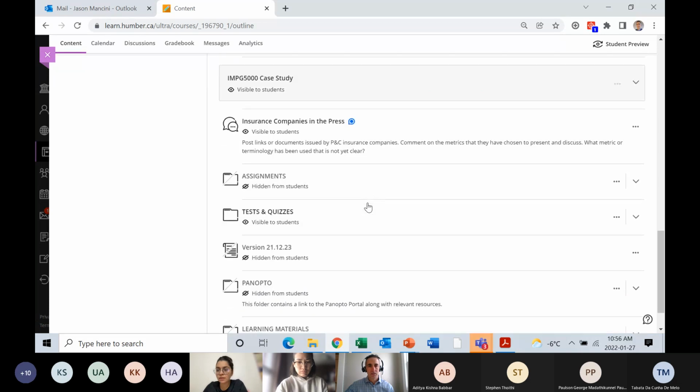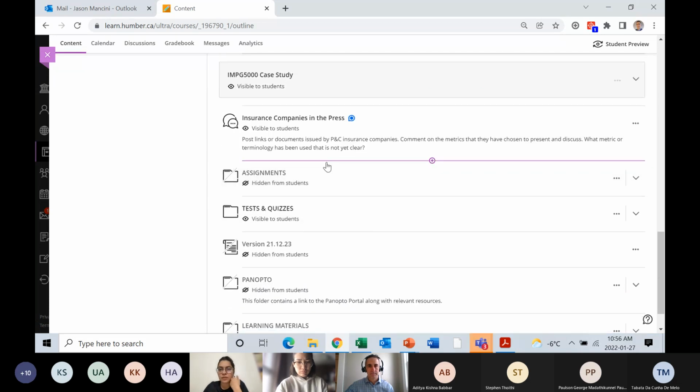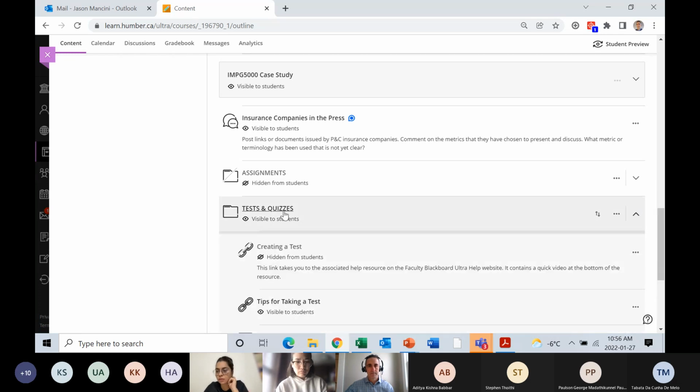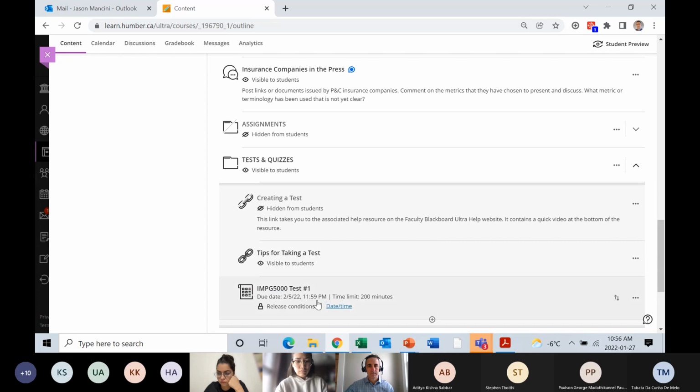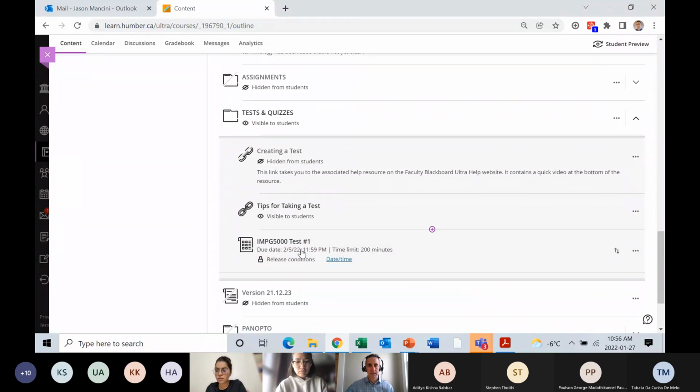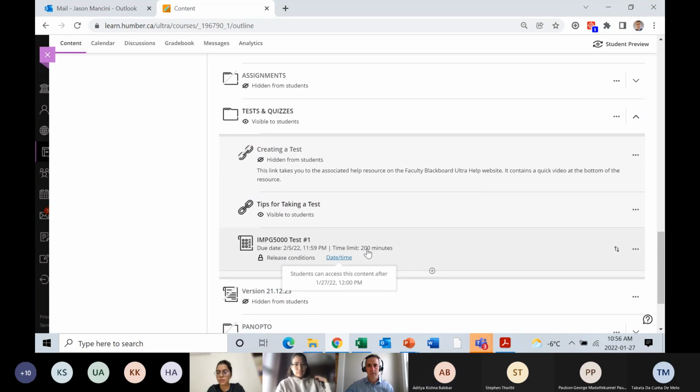The test is going to show up under tests and quizzes. This test one is what we're going to be doing. It opens up 200 minutes.